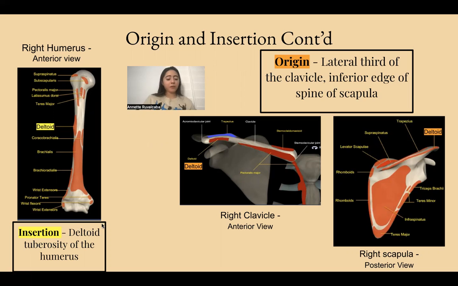And so for the insertion, as I mentioned as well, it inserts on the humerus. And so I have a picture. This is the anterior view of the right humerus. Where the word deltoid is highlighted, it shows this little bump right here, everything that's red. This is the deltoid tuberosity of the humerus, exactly where it's inserted on the bone.